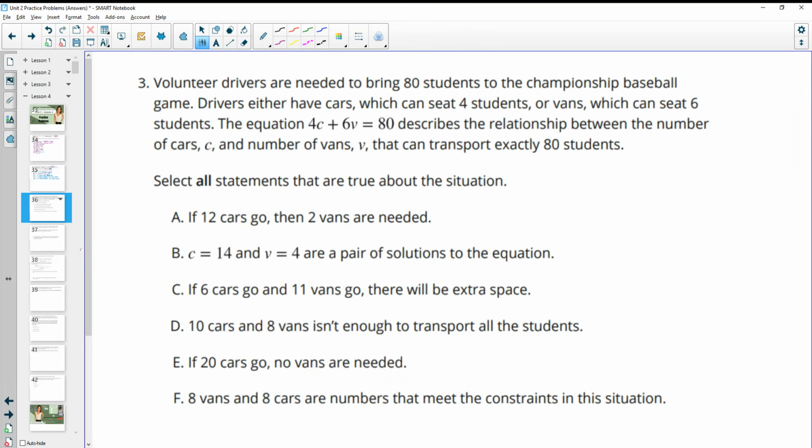Number 3, volunteer drivers are needed to bring 80 students to the championship baseball game. Drivers either have cars, which can seat 4 students, or vans, which can seat 6. The equation 4 times the number of cars plus 6 times the number of vans equals 80 describes the relationship between the number of cars and the number of vans that can transport exactly 80 students. Select all statements that are true about the situation.